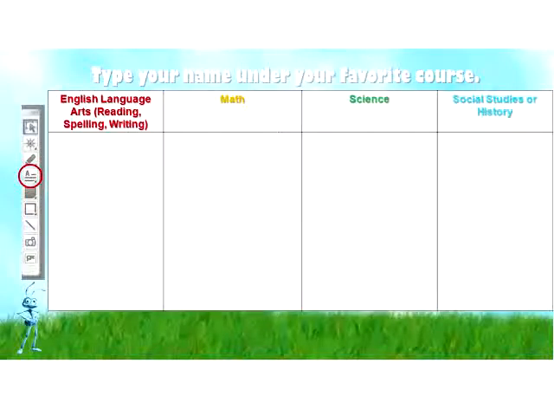Before we start talking about courses, I'm going to give you your tools. Type your name under your favorite course. Do you like English Language Arts, Math, Science, or Social Studies and History? So use your typing tool and type your name under your favorite subject. I'm going to put my name under reading. I know you've all heard me say I love to read and write. So try using the typing tool.